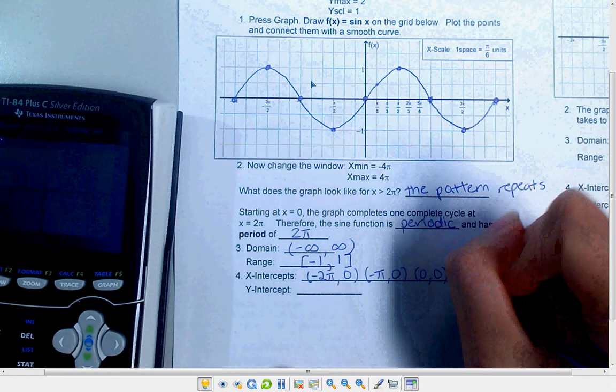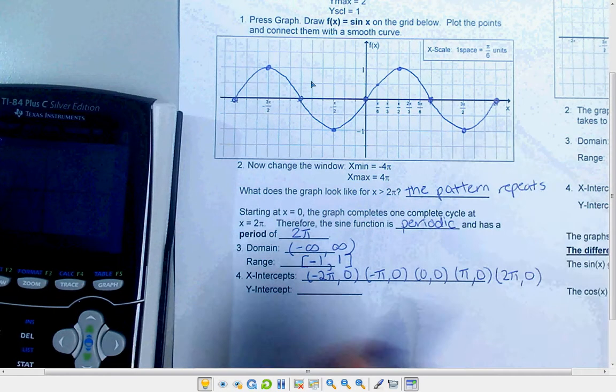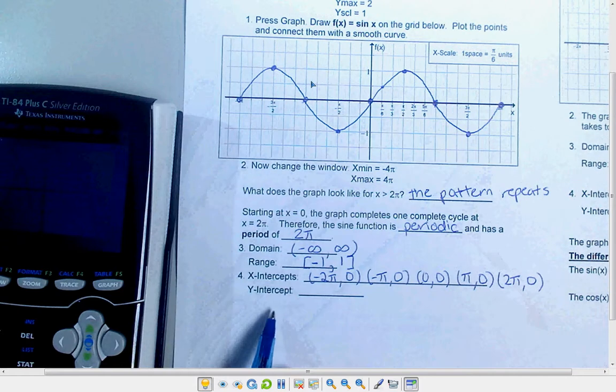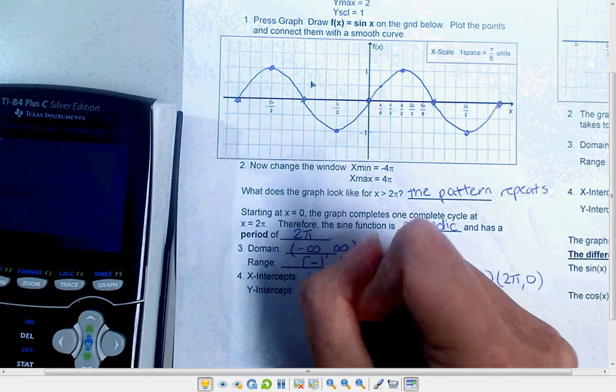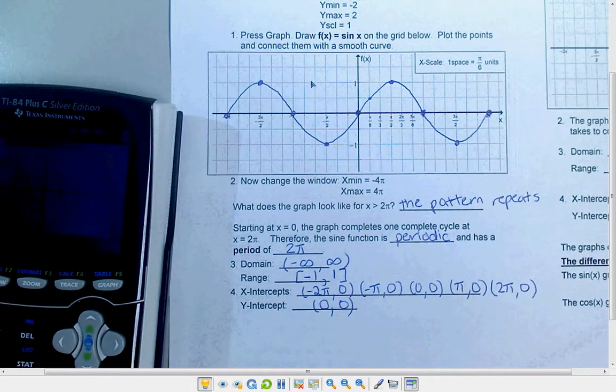Positive pi, 0, and 2 pi, 0. So these are all the places where your graph crosses the x-axis. The y-intercept is where it crosses the y-axis, and that is at just one point right here, 0, 0. Okay, so this is our sine function.